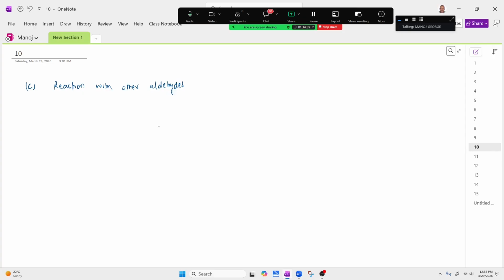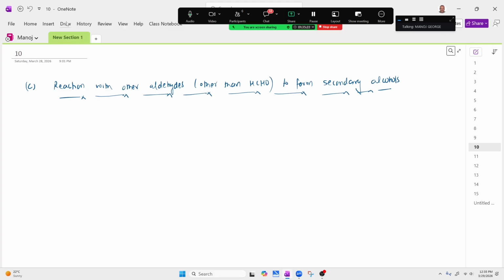Reaction with other aldehydes. Now, when I say reaction with other aldehydes, that means other than HCHO. So now comes the other aldehydes like ethanal, propanal, butanal, and so on. Because methanal is only to get primary alcohol. If you work with other aldehydes, you will now get secondary alcohol. So this is the story. So if you want primary alcohols, you only have to use methanal. If you use any other aldehyde, ethanal, propanal, butanal, you will end up getting a secondary alcohol.